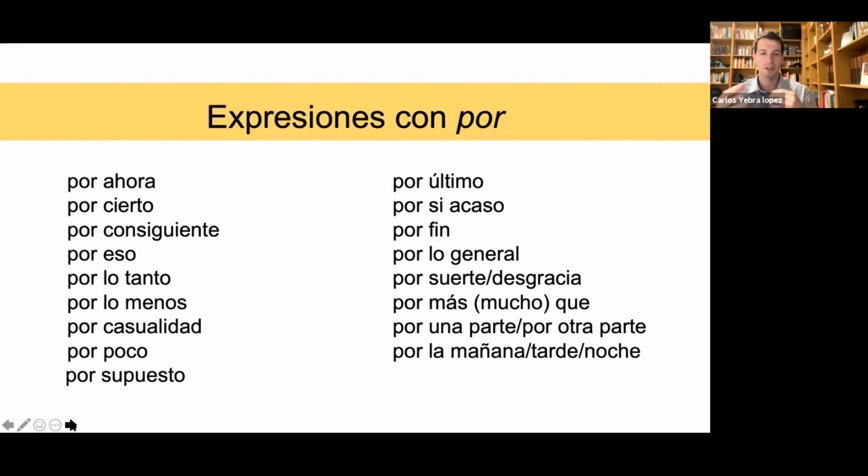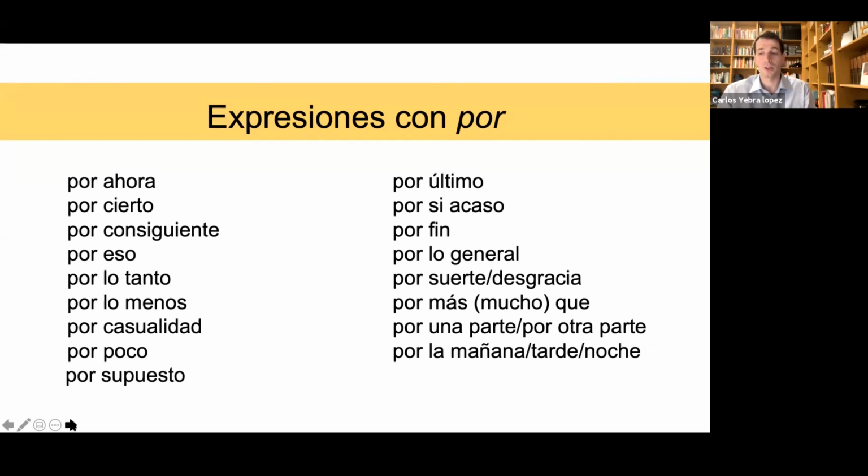Consequently, as a result of this, por consiguiente. Por eso, due to this, for this reason, por eso. Por lo tanto, therefore. Por lo menos, at least. Por casualidad, by chance. Por poco, by a little bit, not by much. Por supuesto, of course. Por último, lastly. Por si acaso, just in case. Por fin, finally. Por lo general, generally.